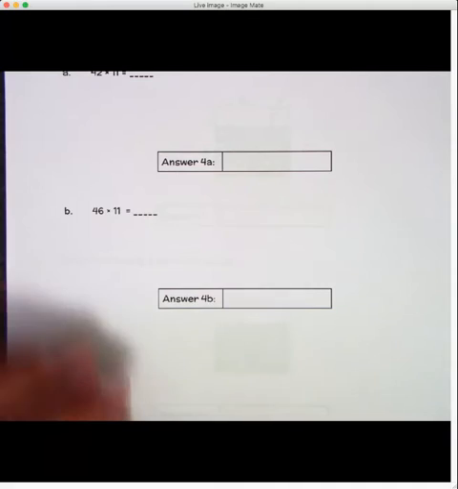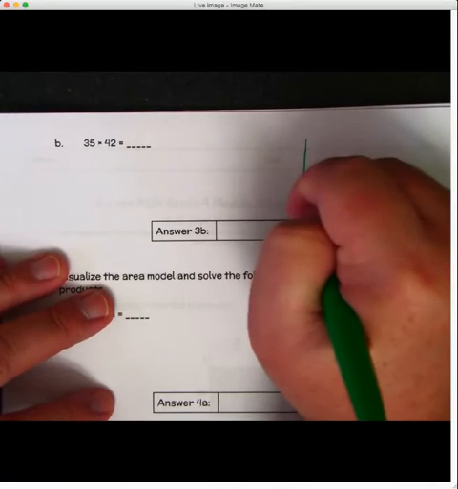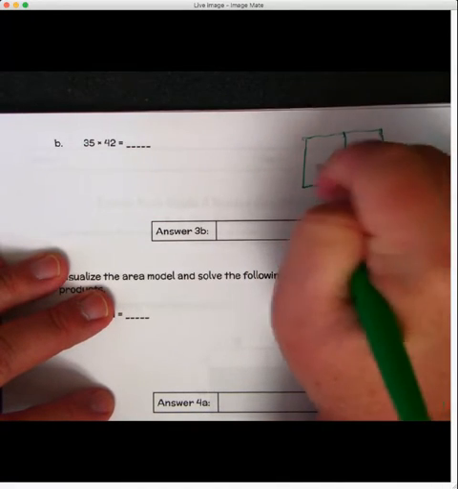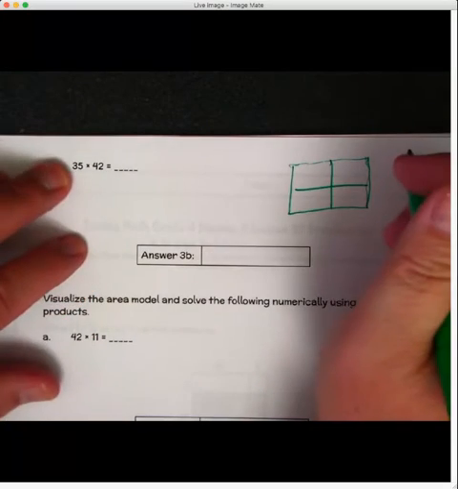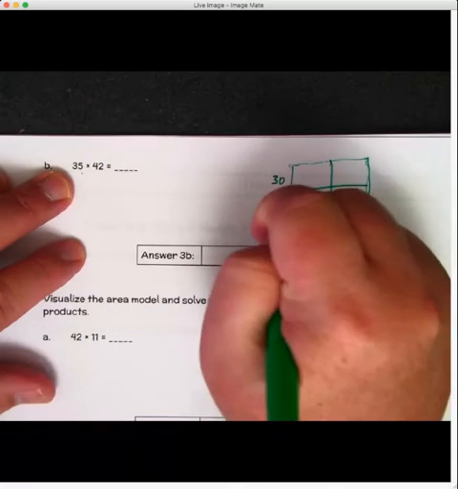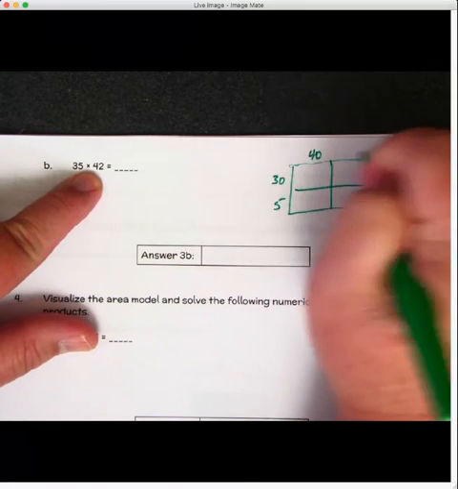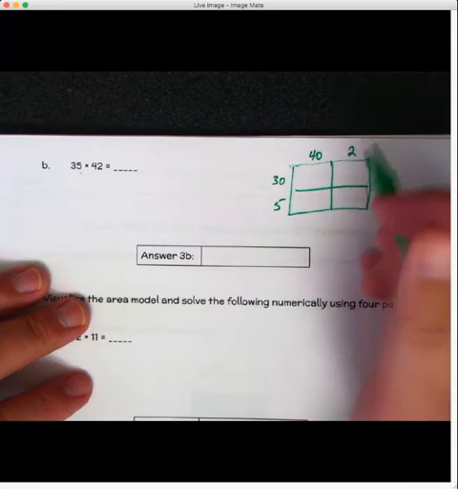All right. Part B on number 2 here says 35 times 42. First thing, draw your box. Make sure you got 4 boxes on the inside. All right. Break apart the numbers. Second thing, 35, we're going to make it a 30 and a 5. 42, we're going to make it a 40 and a 2. All right, then we multiply.